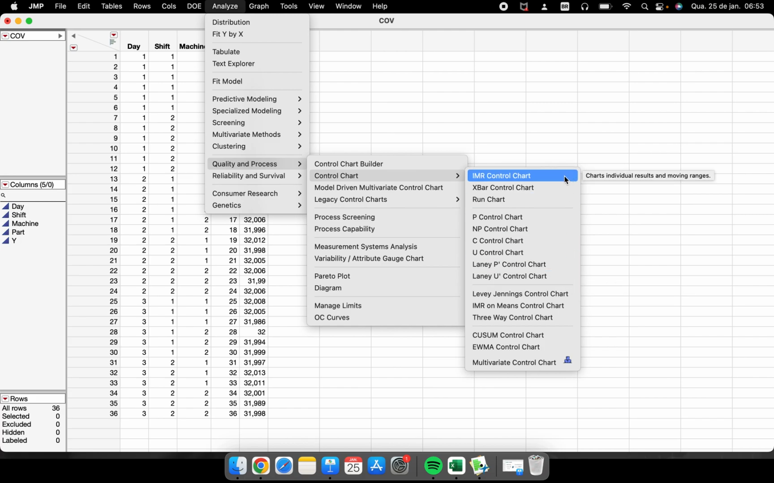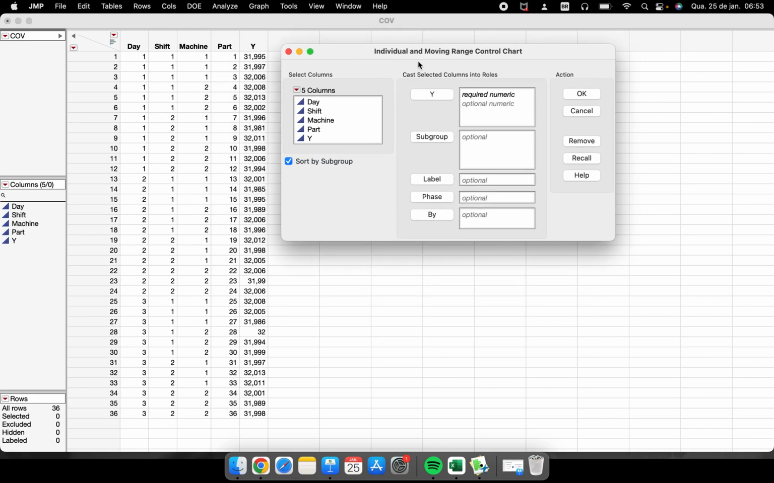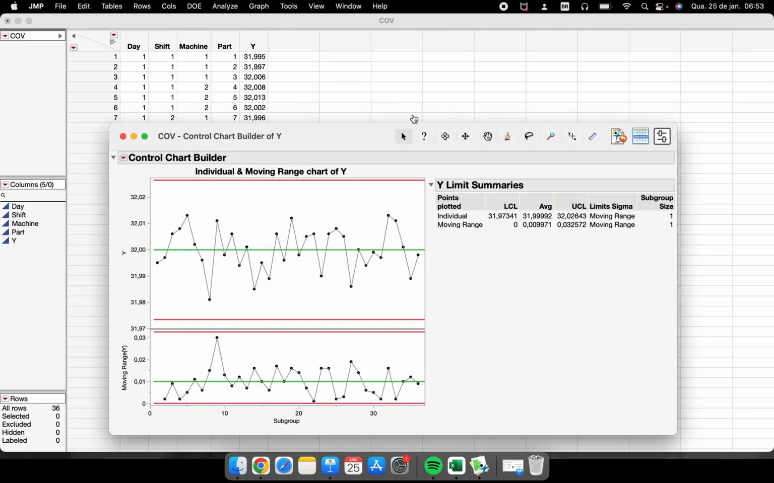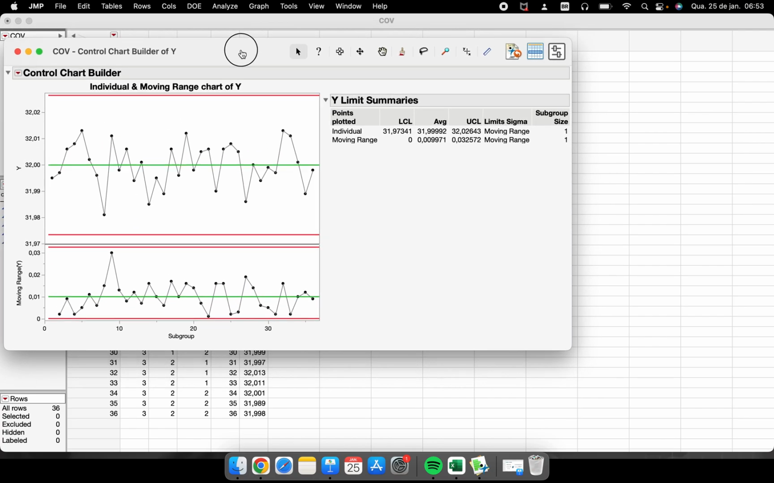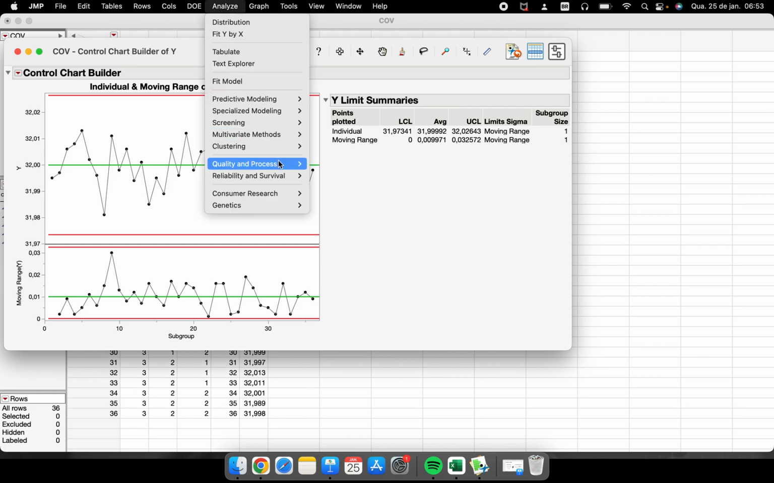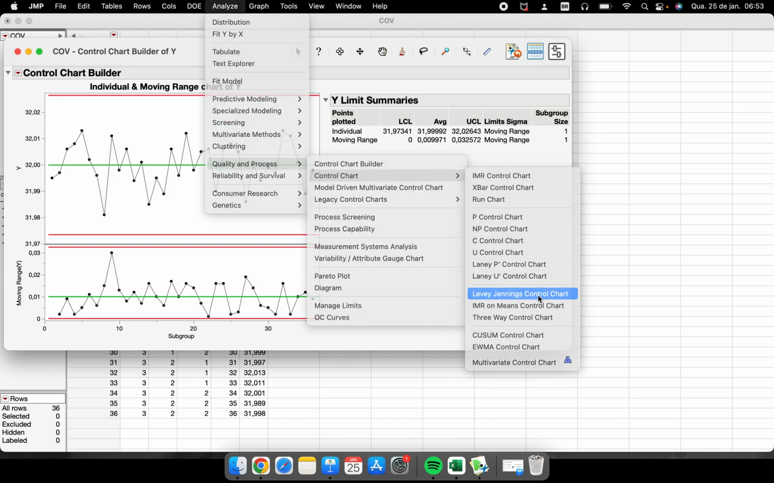Let's talk about it. I will perform an individual and moving range control chart using my Y column here, and here I have our individual and moving range chart. We have our statistical details here: lower control limit, average, and upper control limit for the individual chart, and we have the moving range chart as well, with the lower control limit, the average, and the upper control limit. Let's perform the Levey Jennings control chart.